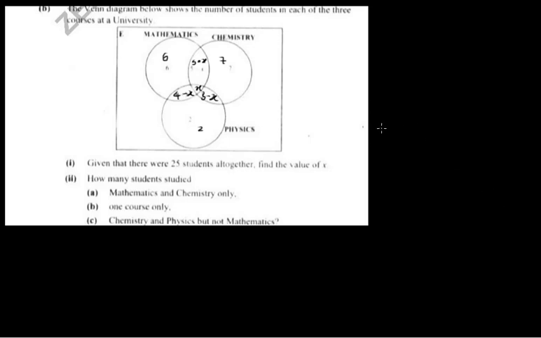The first question is saying, given that there were 25 students altogether, find the value of x. So how do we find the value of x? If altogether there are 25, it means this plus that plus that plus that plus that plus that plus that should give us 25. So we are going to have 6 plus 5 minus x plus 7 plus x plus 4 minus x plus 3 minus x plus 2 equals 25.